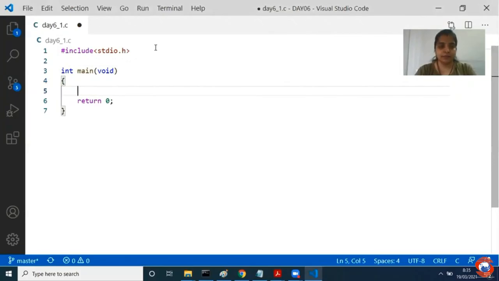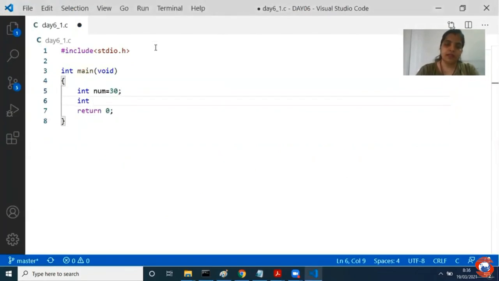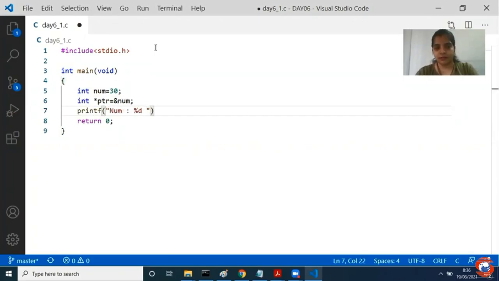So I'll say I have integer num which is equal to 30. Okay, I'm declaring integer ptr which is holding the address of num. This is called a pointer definition or pointer initialization, where I'm intimating my compiler, please hold the address of num. Let us just try to print the num value in %d.